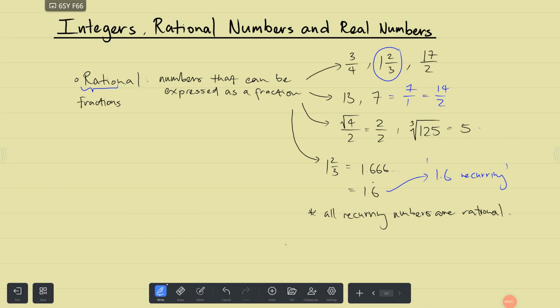And this also includes terminating decimals such as 0.7. Why is 0.7 a rational number? Because it is 7 over 10. All these are things that we are familiar with in primary school. You can express a decimal as a fraction.